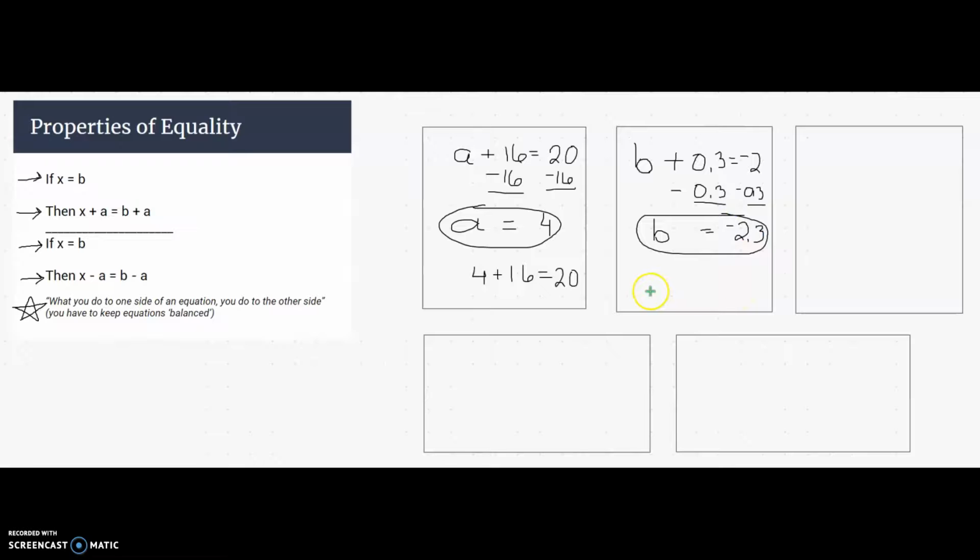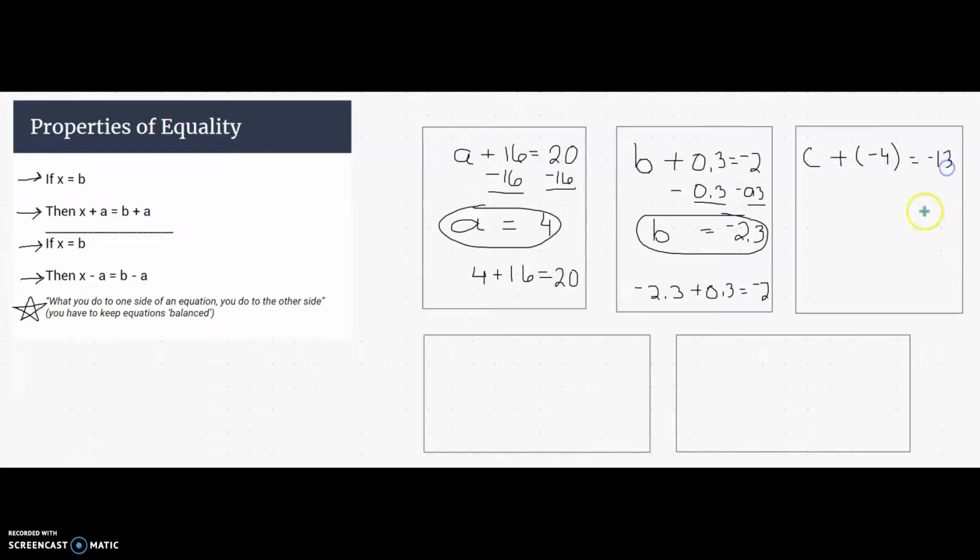Alright, once again, you can substitute your answer back into the original problem for the variable. We would add it to 0.3, and we do end up getting negative 2. So you can always check. Let's look at another one here. This time we're going to have variable c. We're going to add, in parentheses, a negative 4. So c is being added to negative 4.